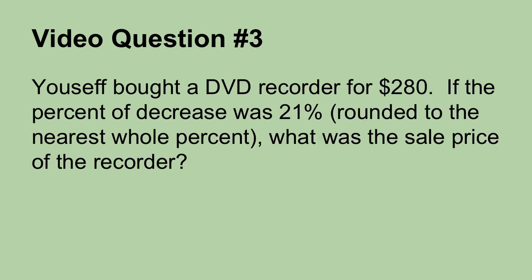Video question number 3 says, Yosef bought a DVD recorder for $280. If the percent of decrease was 21%, rounded to the nearest whole percent, what was the sale price of the recorder? Pause me while you work this out. Come back when you're ready for question 4.